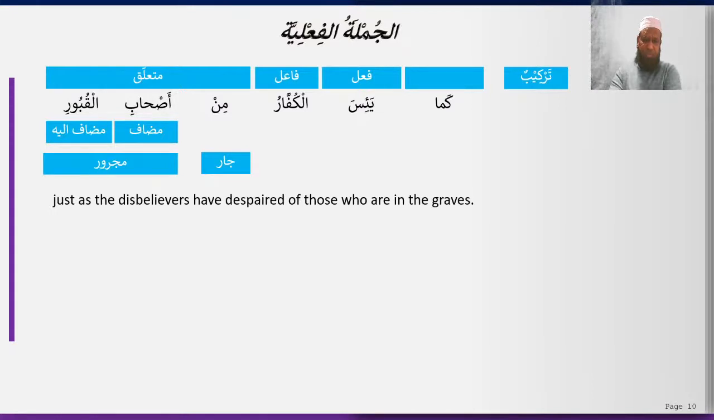Just as the disbelievers have despaired from the people of the grave. Means those who are in the grave, they will not come back. So يَئِسَ الْكُفَّارُ, those who are living, disbelievers, they have lost hope from the people of the grave. They're not going to come back, and they will not be able to help them. So they have lost hope.